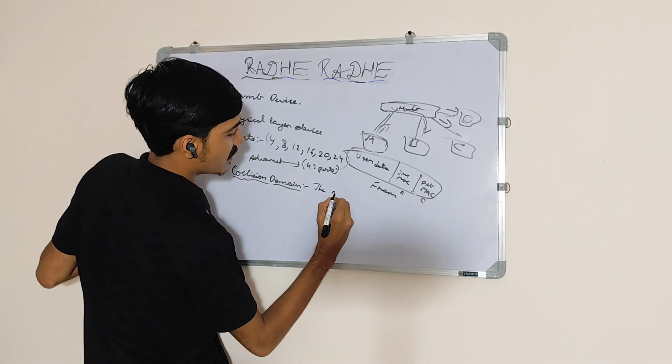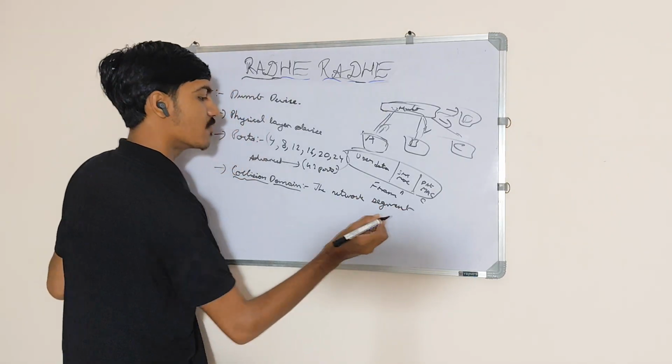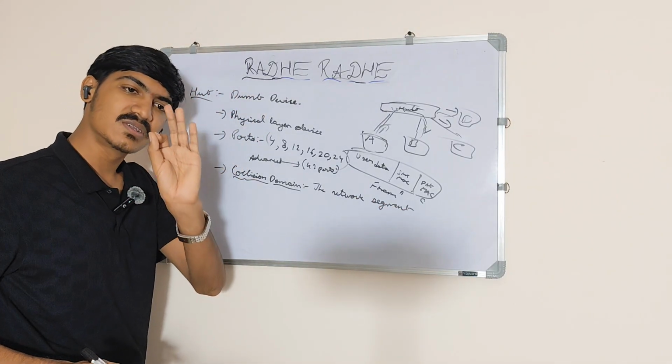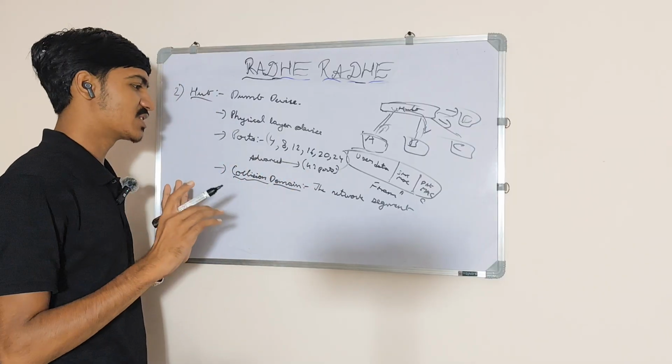The network segment where there is a possibility of signals or data of two devices crashing with each other. That is about collision domain.